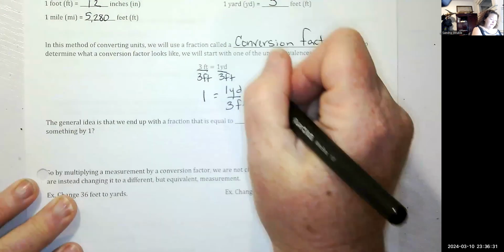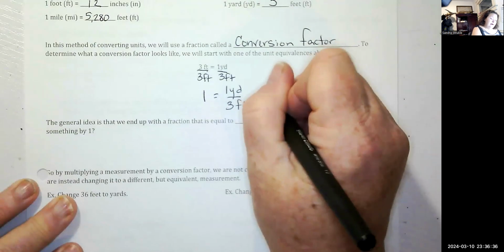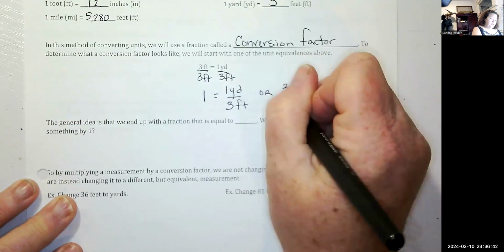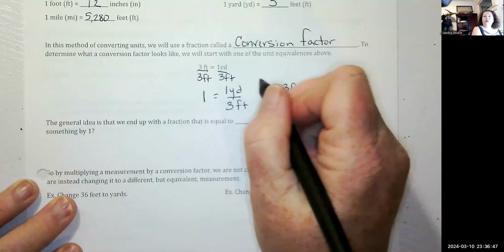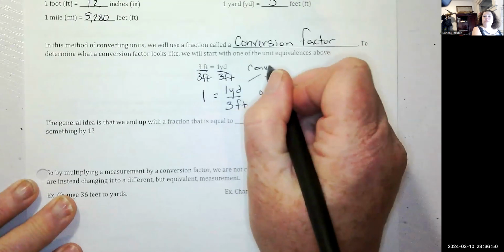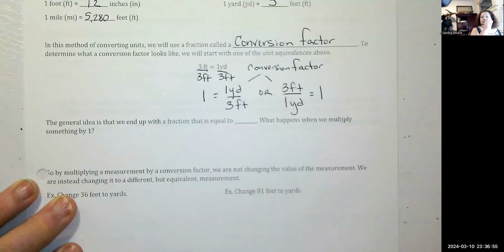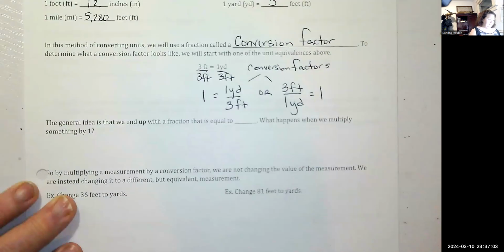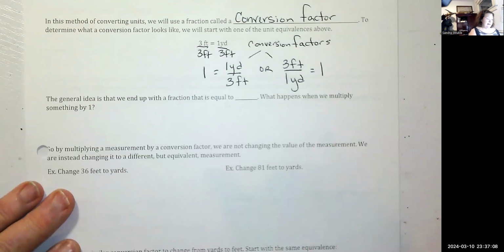And that's called a conversion factor. Before I go on, I also want to show you that you could also have 3 feet to 1 yard. That too is equal to 1. Those are called conversion factors. If something is equal to something else, you can put either one of them in the numerator and the other one in the denominator, the top or the bottom of the fraction. So the general idea is that we end up with a fraction that is equal to 1.